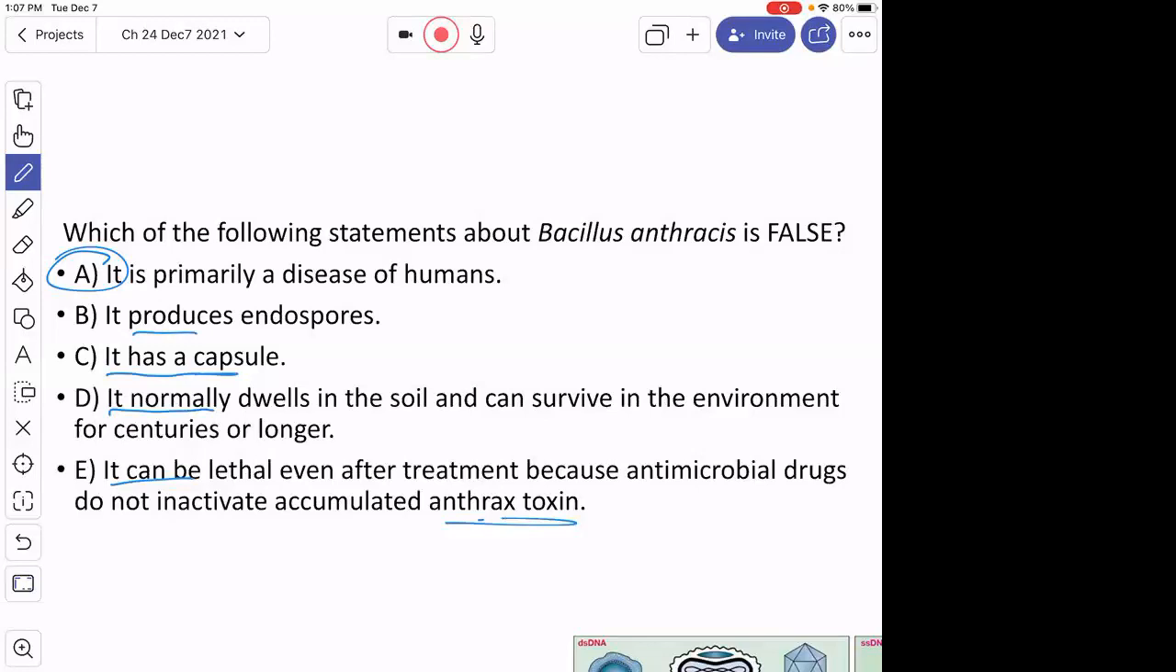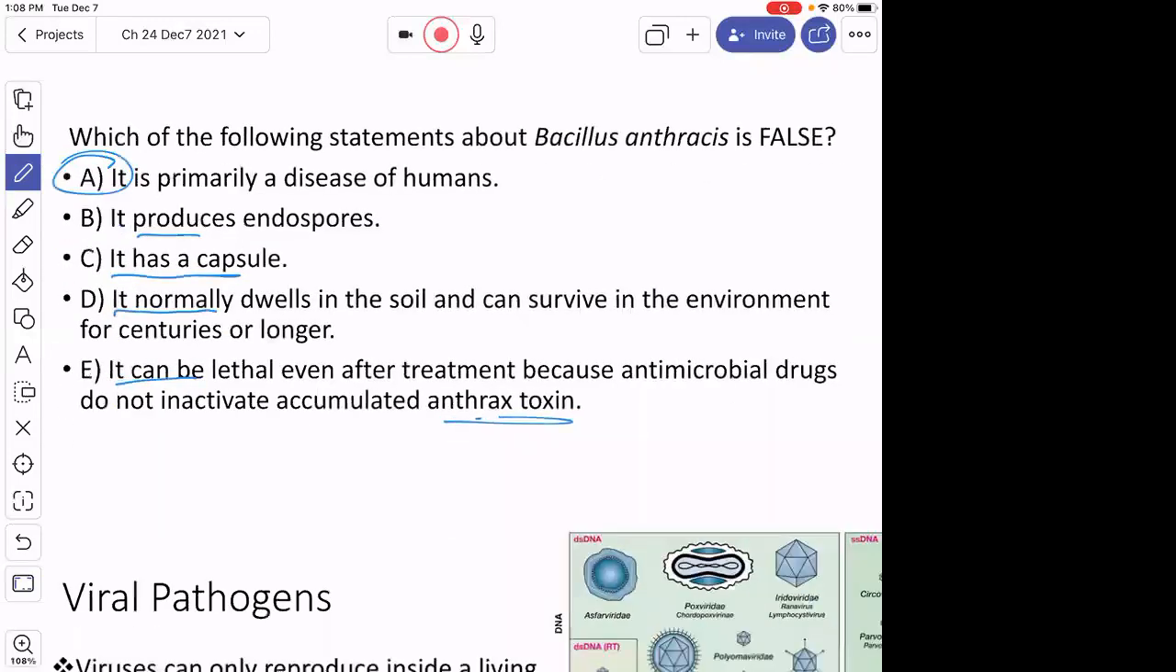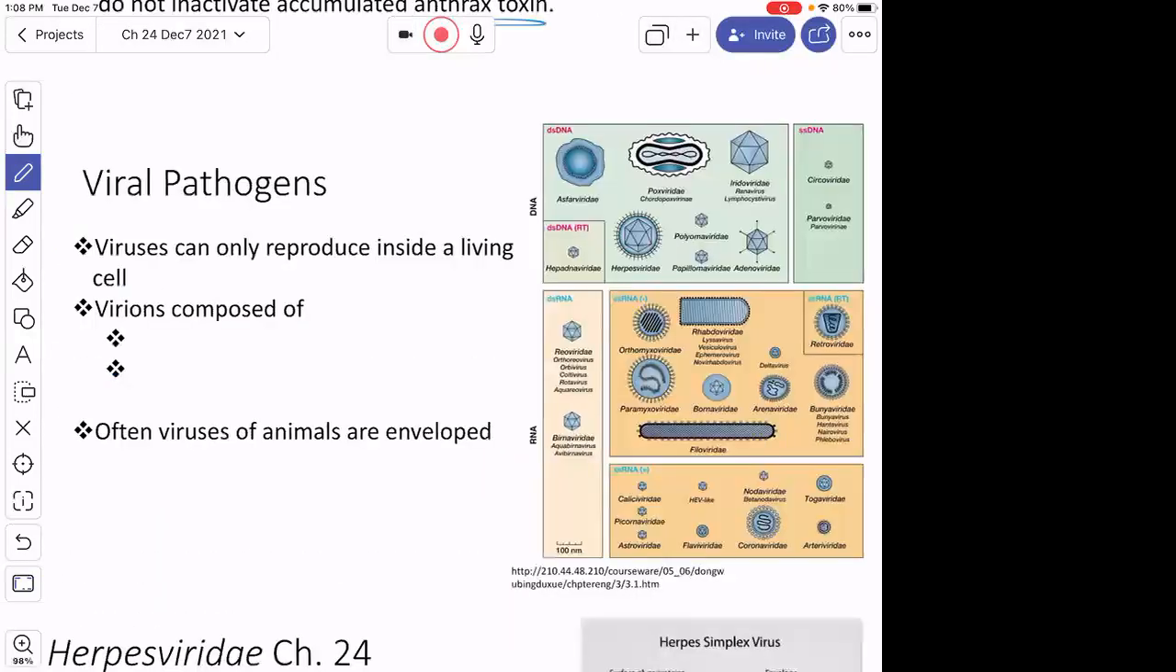Last lecture, we were talking about the gram-negative cocci, Neisseria gonorrhoeae and Neisseria meningitidis, and talked through those two infections. So if we have time, we'll do some questions to do with those infections after we go through our DNA viruses.